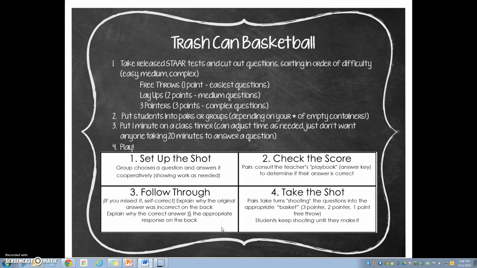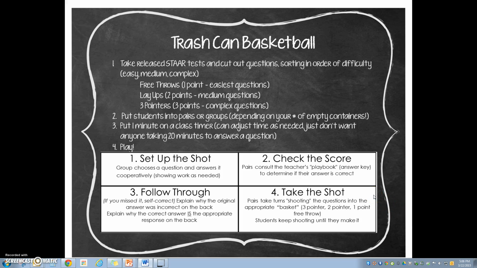If they missed it, they're going to self-correct. They're going to explain why the original answer was incorrect on the back of the piece of paper. If they got it right, they need to explain why the correct answer is the appropriate response on the back of the piece of paper and share that with the group. Finally, they're going to take the shot.